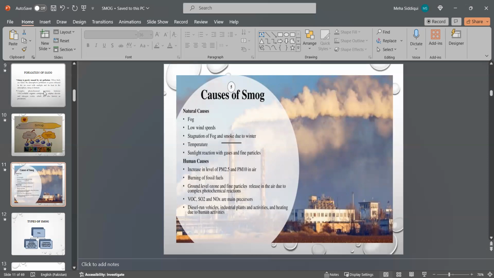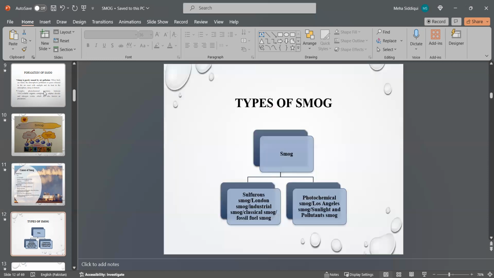Now, causes of smog. Natural causes are fog, low wind speed, stagnation of fog and smoke due to winter temperature, and sunlight reaction with gases and fine particles. Human causes are an increase in the level of particulate matter 2.5 and particulate matter 10 in the air, burning of fossil fuels, ground level ozone, and fine particles released in the air due to complex photochemical reactions. Volatile organic compounds, sulfur dioxide, and nitrogen oxide are the main precursors. Diesel vehicles, industrial plants, and heating activities are also human causes.